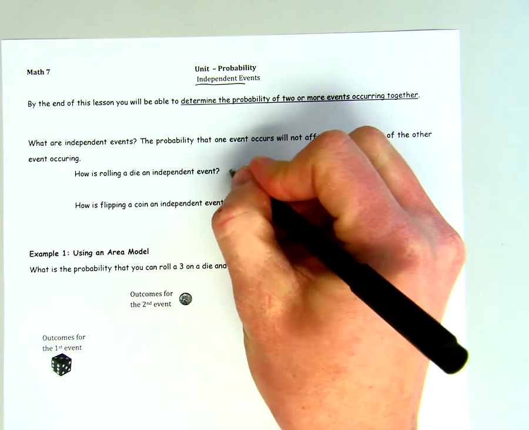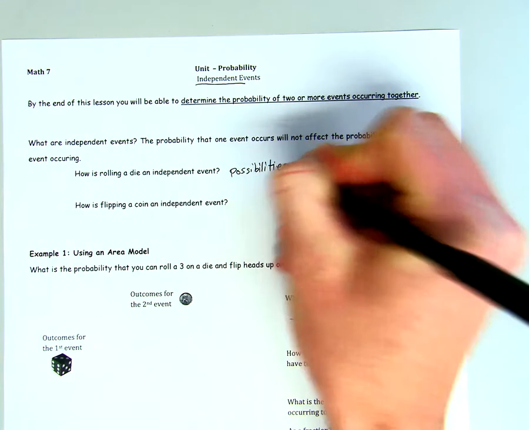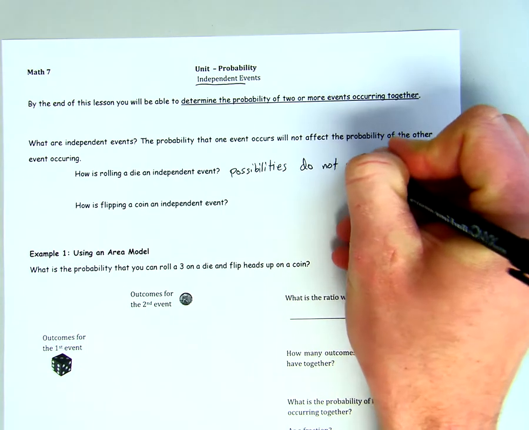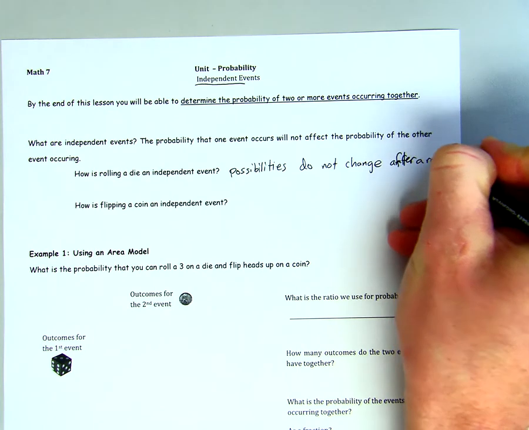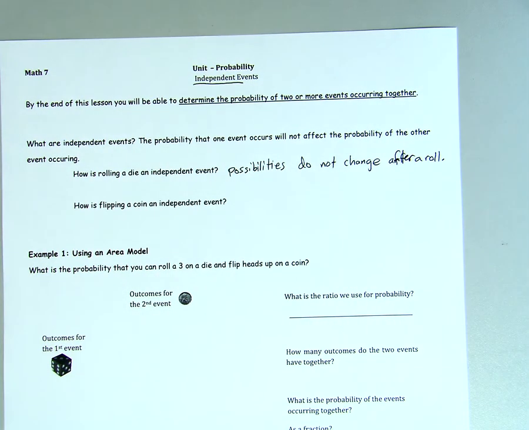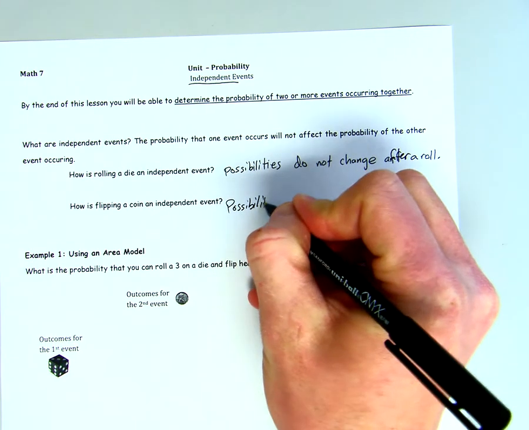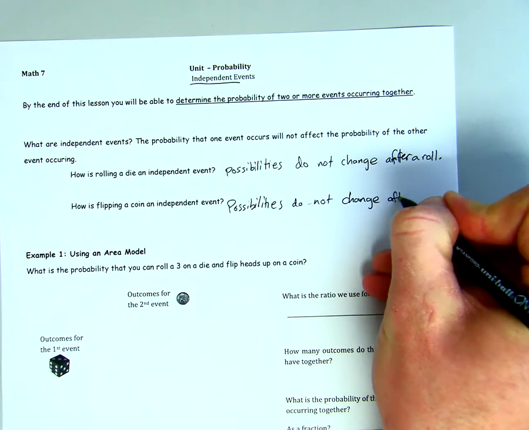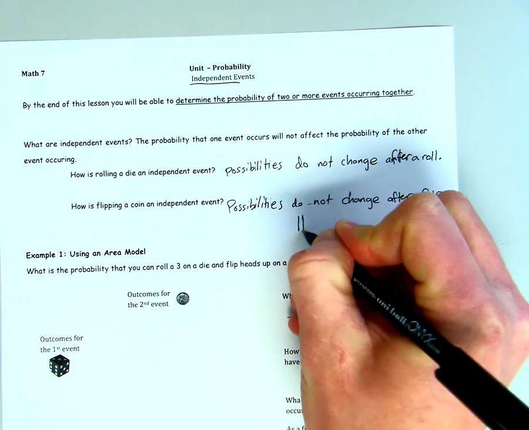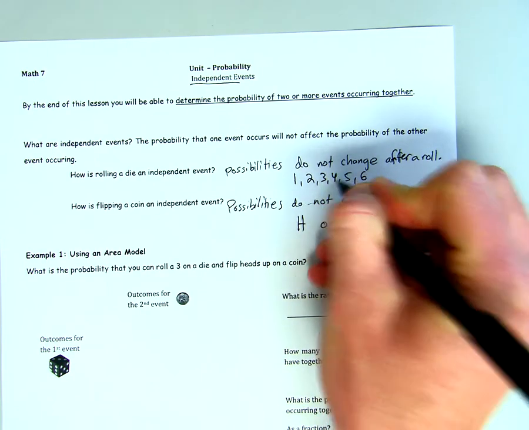So we can say our possibilities do not change after a roll. Same goes for flipping a coin. Just because I flipped a heads the first time doesn't mean I can't flip a heads the second time. So again, my possibilities do not change after a flip. Okay, it's still going to be heads or tails, just like up here, it's going to be 1, 2, 3, 4, 5, or 6.